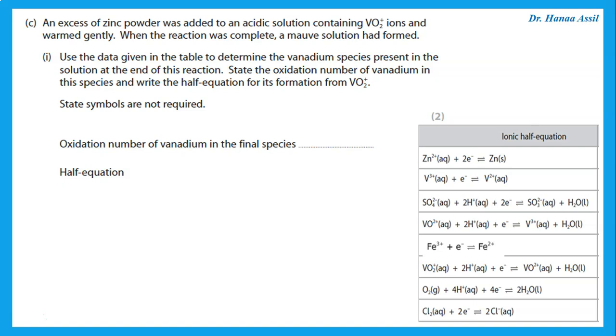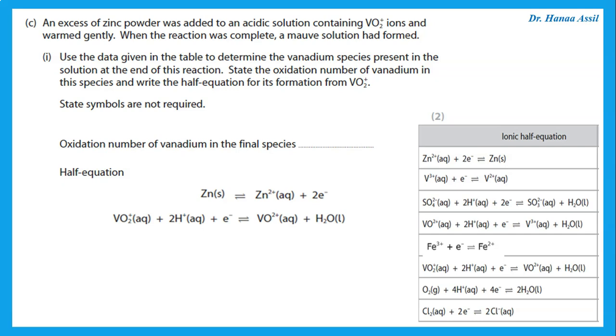Okay, this is the table that we had, and we want to start with VO2+. So where is VO2+? That is the equation that says VO2+ + 2H+ to give VO2+ plus water. The zinc is the reducing agent, so the zinc will have its equation inverted.